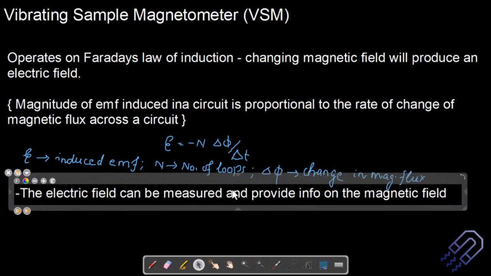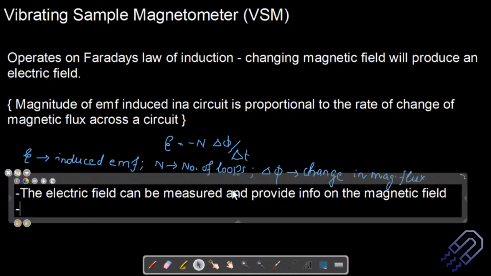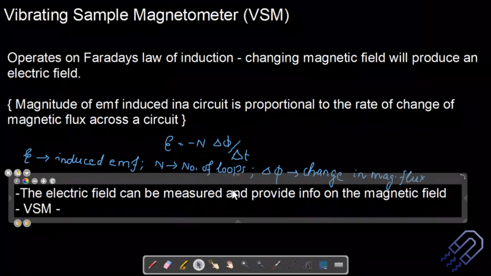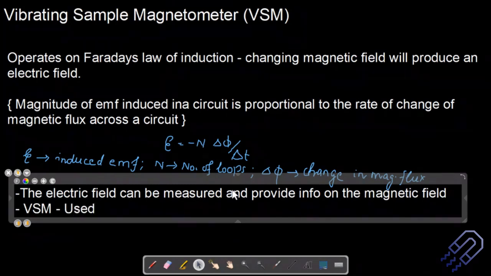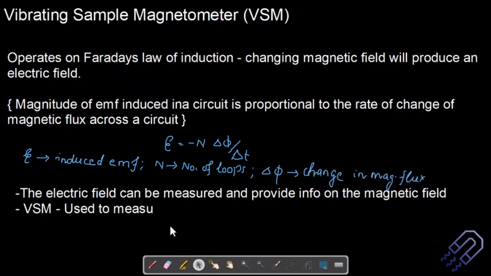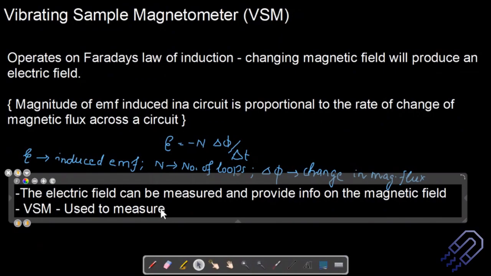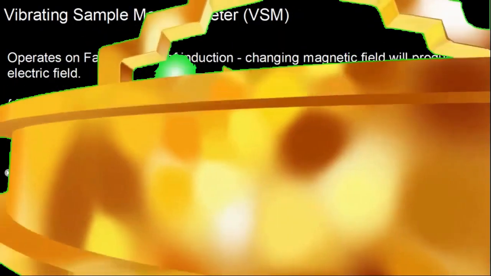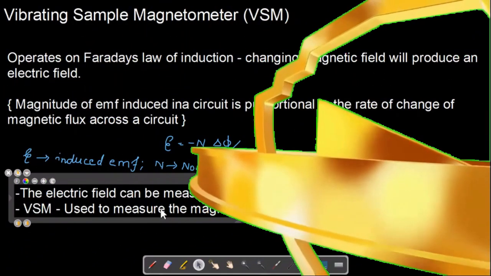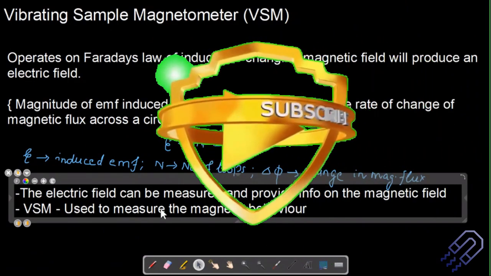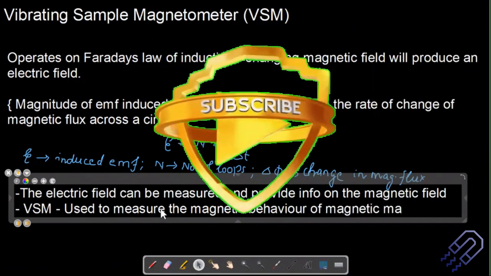We are simply putting a sample under a magnetic field, looking into the change in the electric field. Okay, so that's simple. If someone asks you what is the use of VSM, it's basically used to measure the behavior of magnetic material.